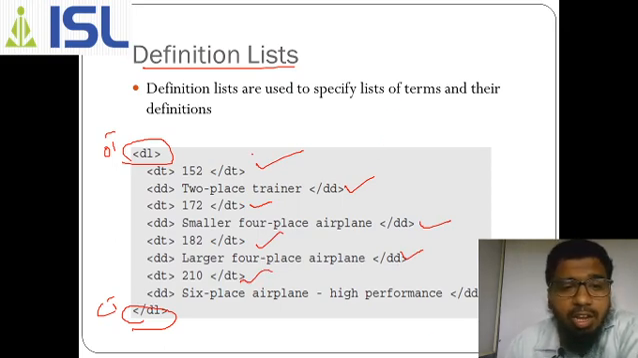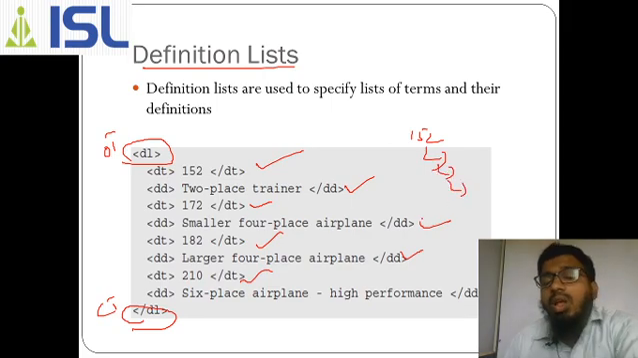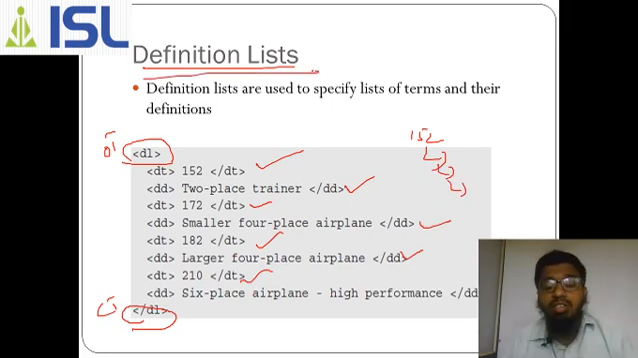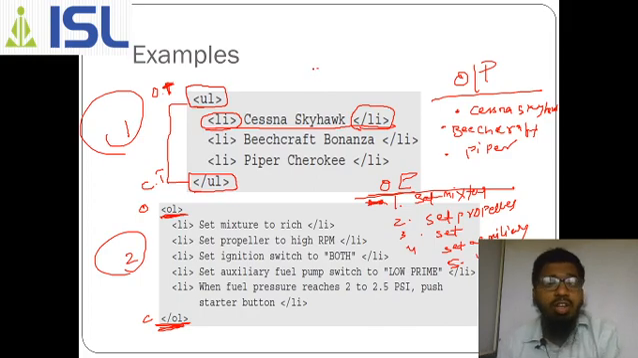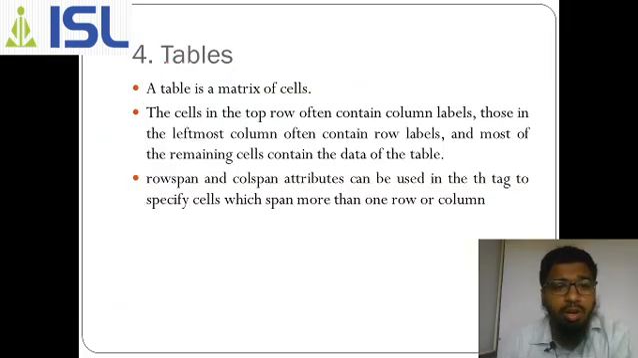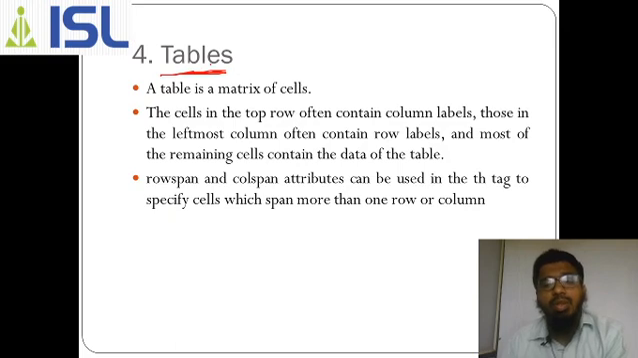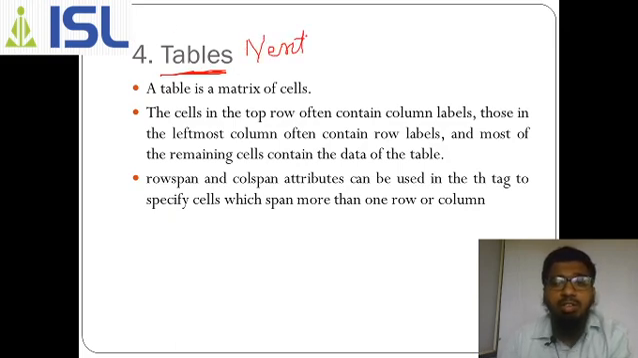So this is like 152, and we are giving the definition, 2-place trainer. 172 is a smaller 4-place aeroplane. 182 larger 4-place aeroplane. 210 6-place aeroplane, high performance. So we are giving the definitions. Okay, like this we can define the ordered list, unordered list. Okay, so today we are going to stop here. In the next class we will see about the table.